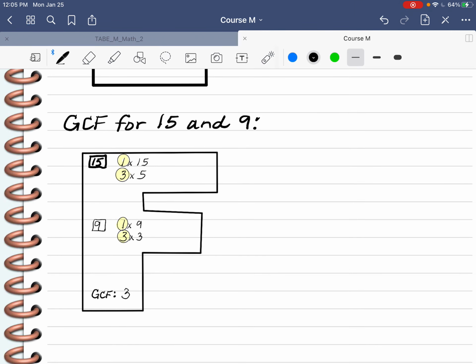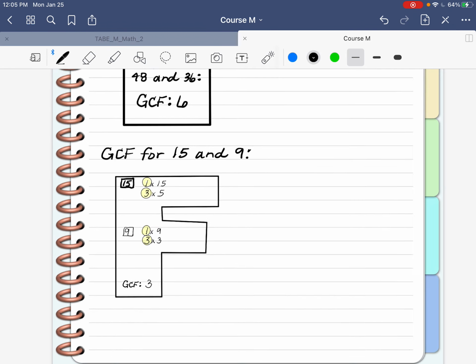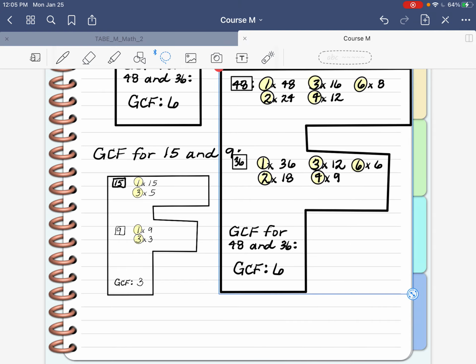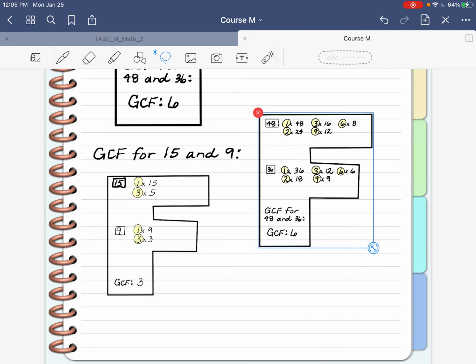And you might be thinking, well, so what? Why do I care what the greatest common factor is? That's coming up soon. I'm going to show you in the workbook why that skill is important. Okay, let's do another one or two.